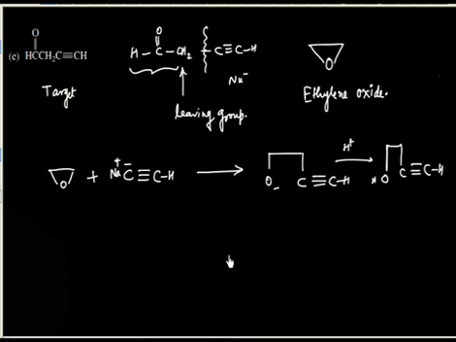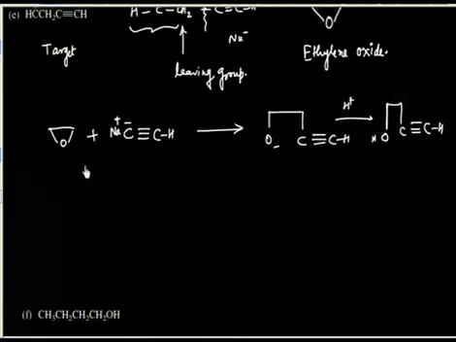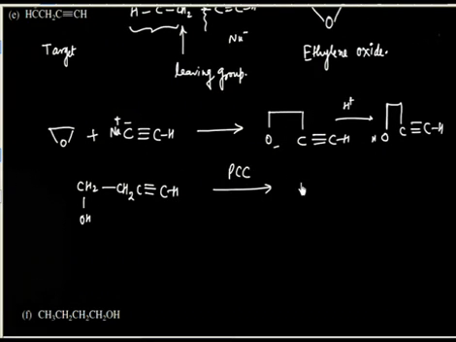Now if you do oxidation of this, what is this compound? So this compound is, let me write this side, CH2OH, here you have CH2, and then you have C, this carbon is here, and then you have a triple bond CH. Now if you do pyridinium chlorochromate oxidation, you will have CHO, CH2 and C triple bond CH. So this is the final product you will have.